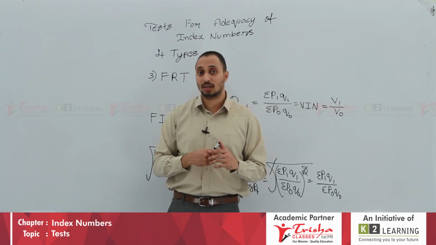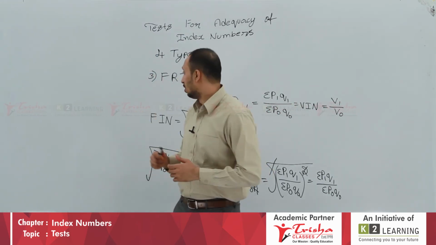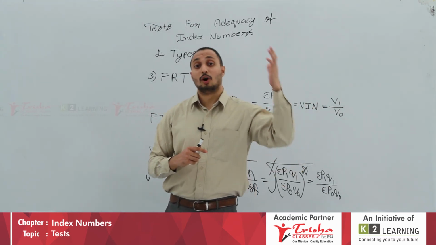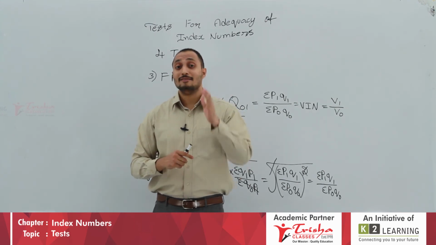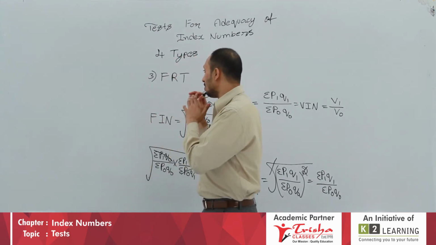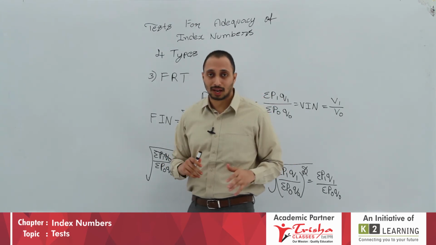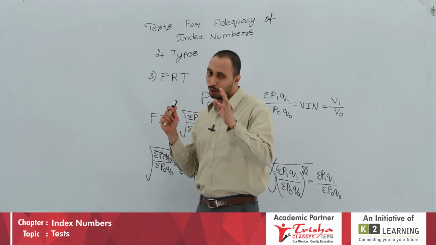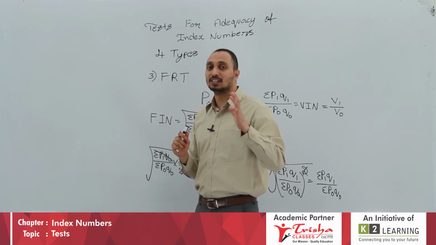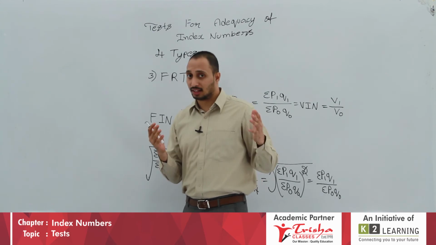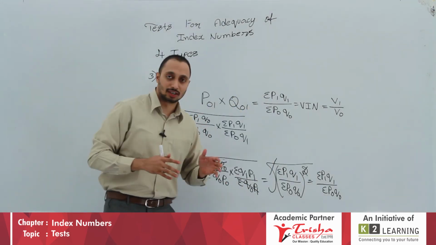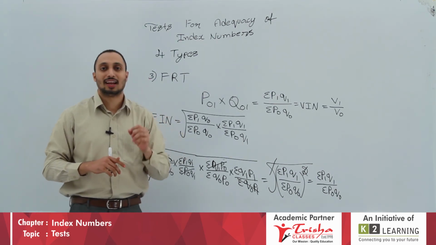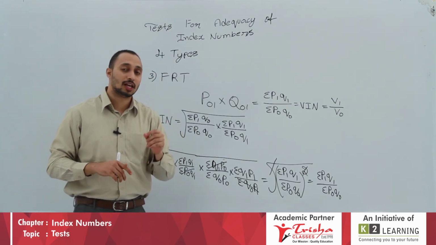You may get this question: which are the other formulas which are going to pass factor reversal test? Sadly, none of the other formulas. Only Fisher's index number will pass factor reversal test. All the other formulas will fail factor reversal test. And this is one of the characteristics where Fisher's index number is different from all other index numbers. So in factor reversal test, we are considering geometric mean, and geometric mean is the ideal average for ratios and percentages.